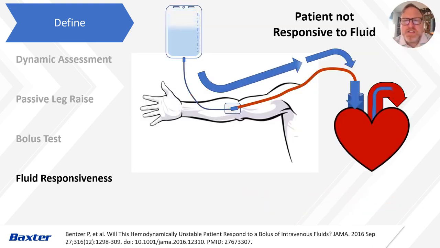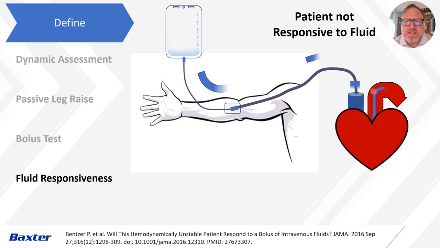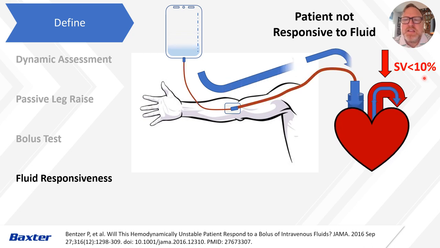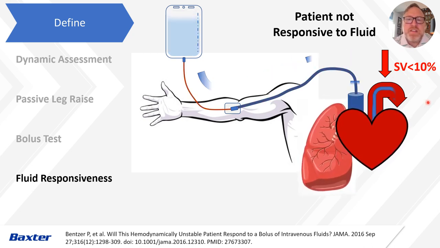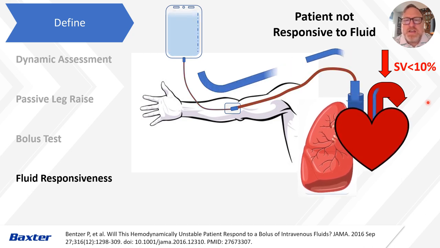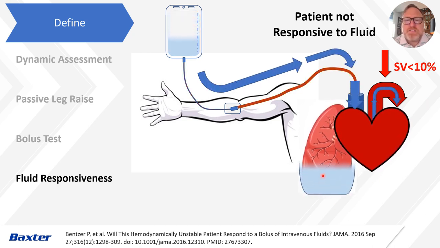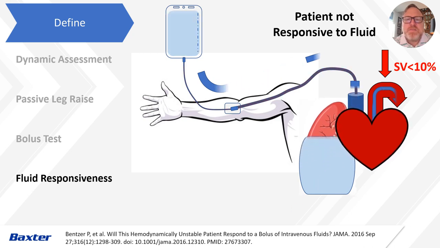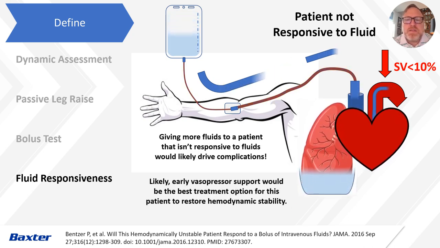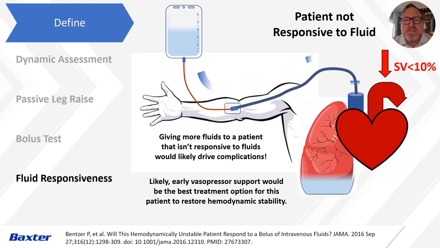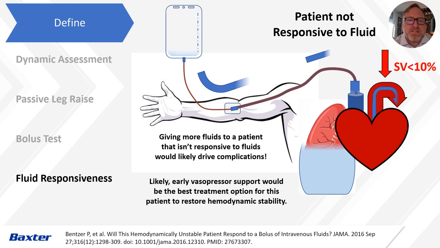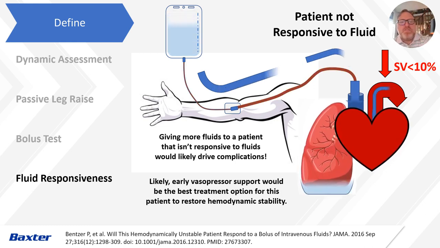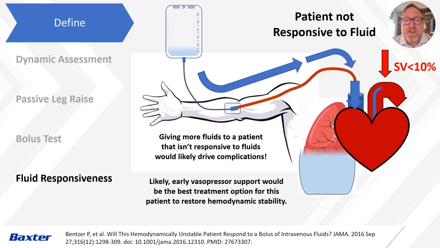So what does it look like when a patient is not fluid responsive? Obviously, we see a lot less fluid moving forward here, possibly a lot of it backing up. We did not see an increase of stroke volume greater than 10%. If we were to give fluid to this patient, we can see the detrimental effects: maybe pleural edema, maybe fluid going back further through the venous system, creating backup through the kidneys and so on. So giving more fluids to a patient that isn't fluid responsive would likely drive complications.